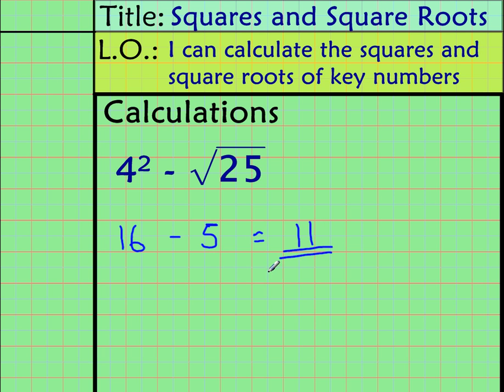So that's what we're looking for. They'll ask you to write out each bit of it and then work out the answer to the calculation. Squares and square roots, nice and simple. Make sure you've learnt them off by heart and don't make the catastrophic error of multiplying 4 and 2 together.